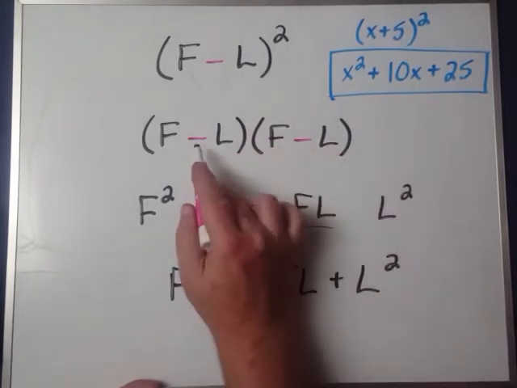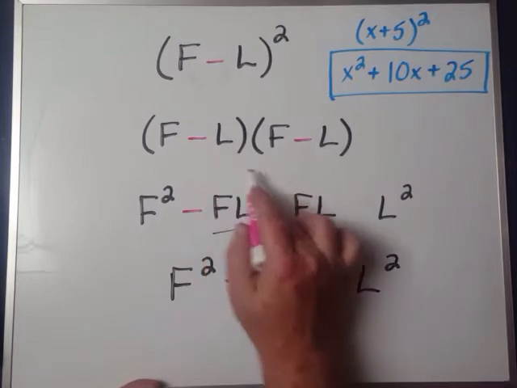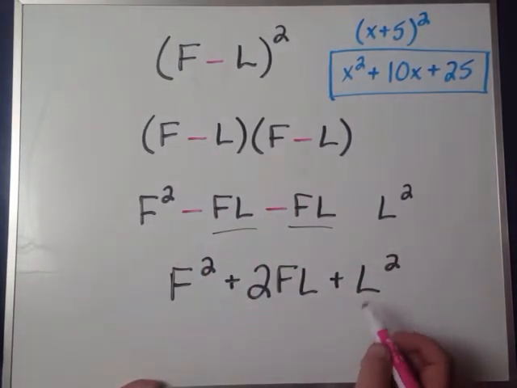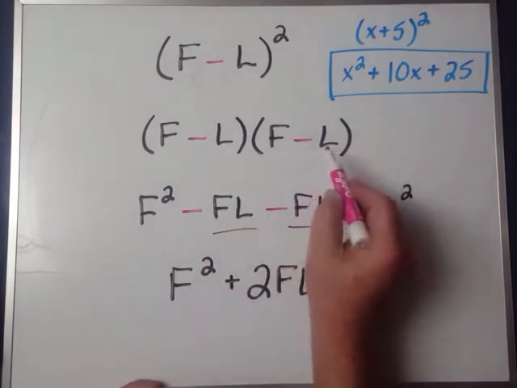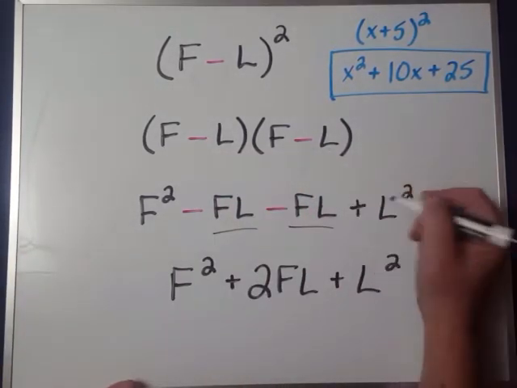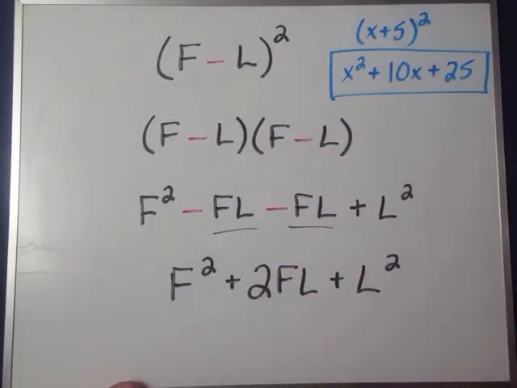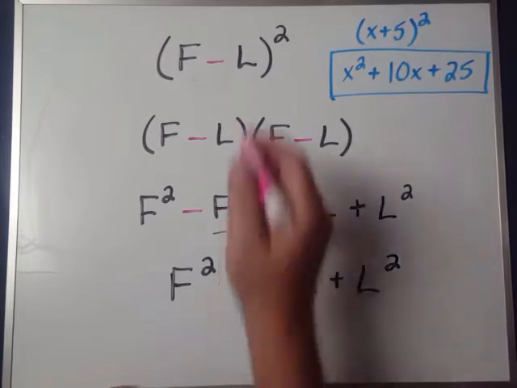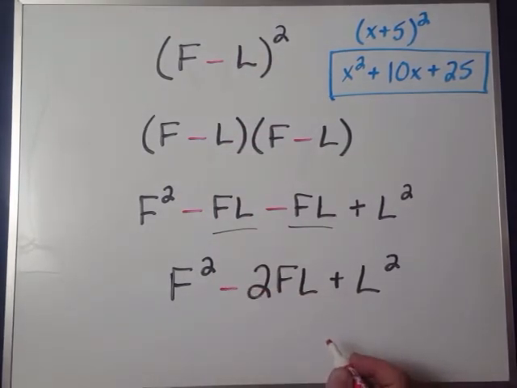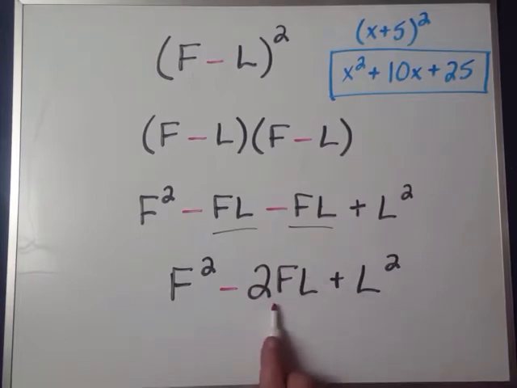The inside, negative L times F is negative FL. And product of the last, a negative L times a negative L, negative times a negative is still going to be positive. And of course, L squared. So the only difference I have is if my original binomial is a subtraction, if we're squaring a difference, then my middle term will be negative. It will be minus double the first times the last.